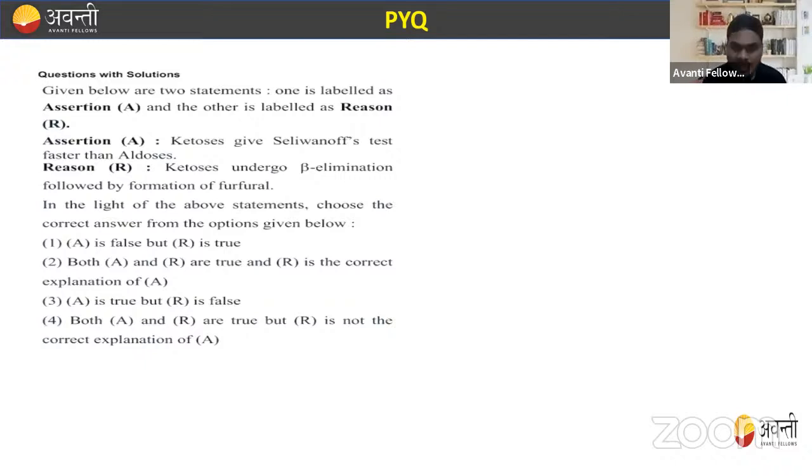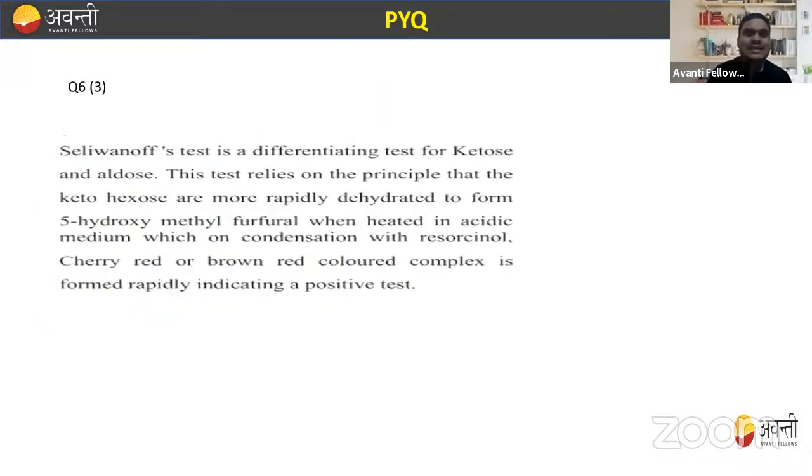The options are: both A is false and R is true; both A and R are true and R is the correct explanation of A; and A is true but R is false. So according to you, beta, out of these 4 options, which one is most likely to be correct? Ketoses give Seliwanoff's test faster than aldoses. Is it true? Yes, right. So absolutely, A is true and the reason is false.